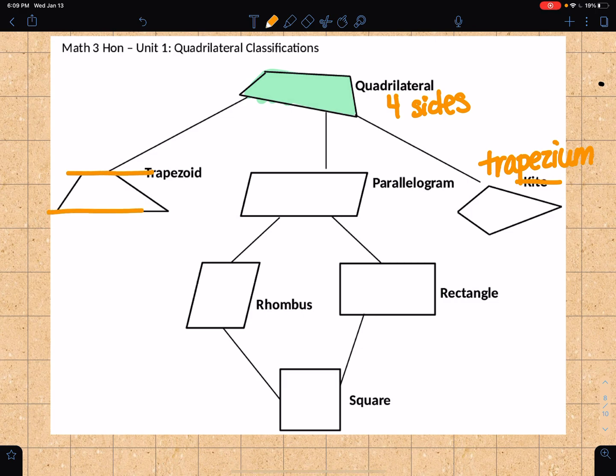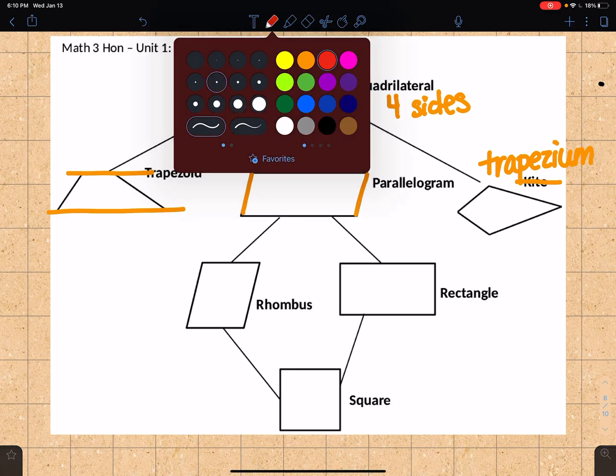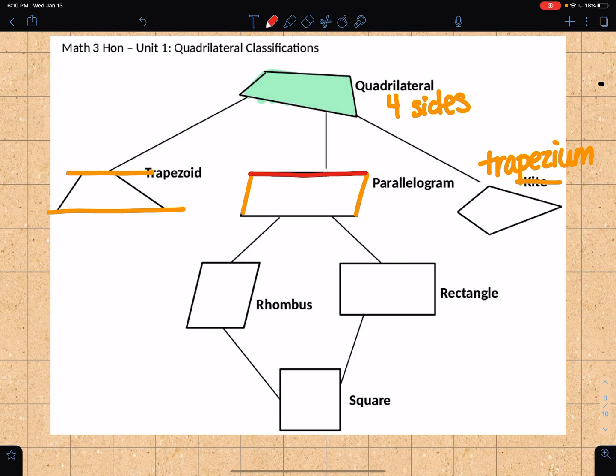So this is going to be parallel to this. Trapezoid. Okay. Now, if you have more than 2 parallel sides, you're going to follow this way to the parallelogram island. This is the parallelogram island. So you can live there if you have 2 pairs of parallel sides. So that means that this is parallel to this, and this is parallel to this.